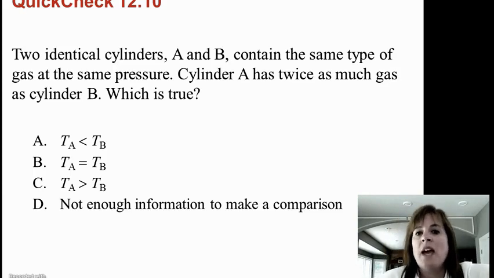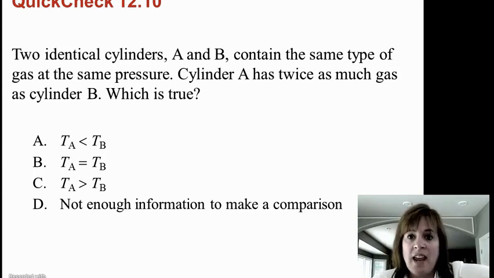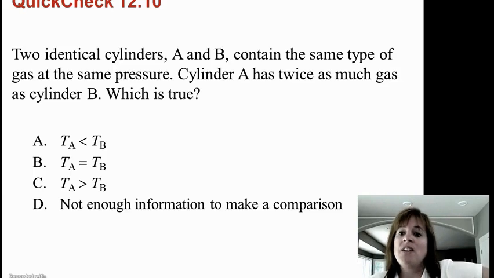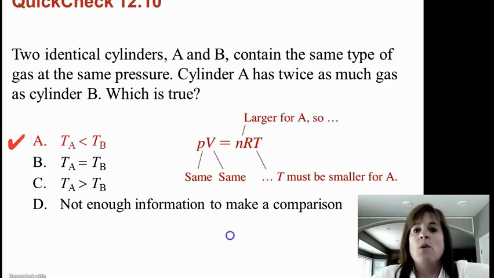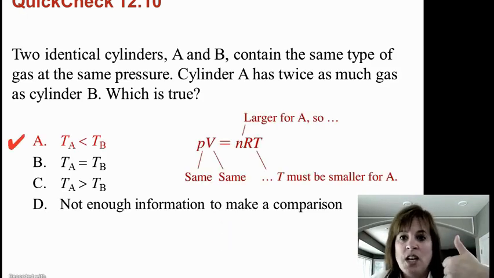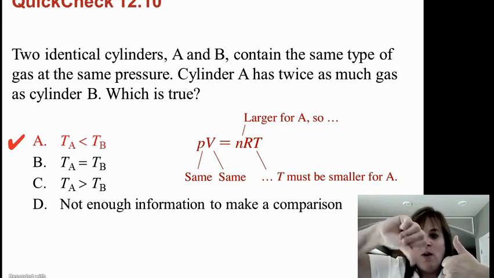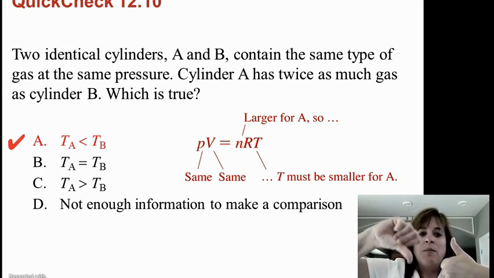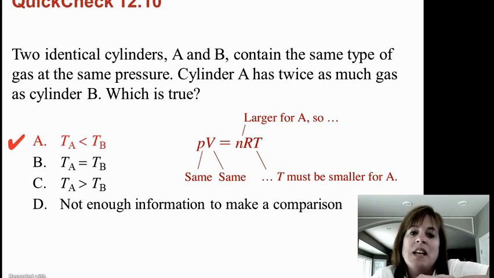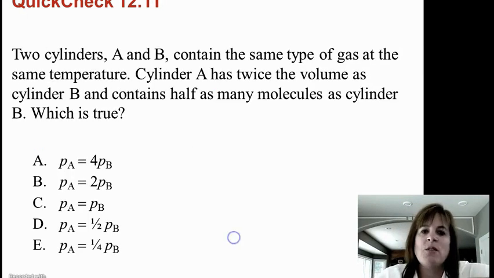Well, because volume and pressure were the same, then we have an inverse relationship between the gas and the temperature, right? If we're going to add twice as much amount, then we have to decrease the temperature. So the temperature in A has to be less than the temperature at B for the pressure and volume to remain constant.